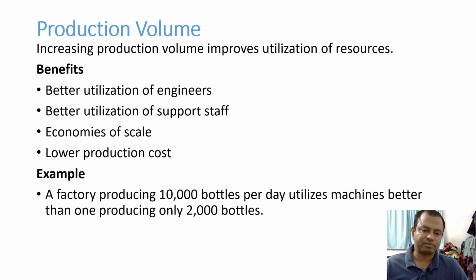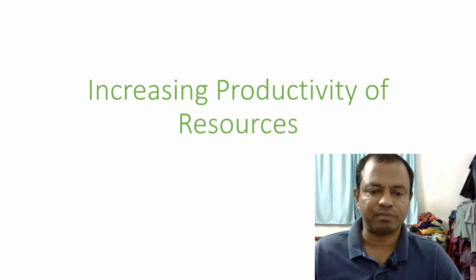Then production volume. Production volume improves utilization of resources. So when the production volume increases, better utilization of engineers happens, better utilization of supporting staff happens, and we will get economies of scale. When large quantities of production are there, then we will get economies of scale. That means for producing a unit quantity of a product, cost will be less, so lower production cost. For example, a factory producing 10,000 bottles per day utilizes machines better than one producing only 2,000 bottles. That is the advantage of bigger production volume.